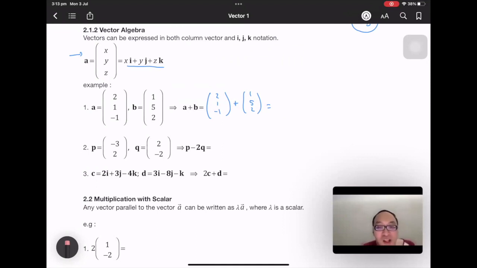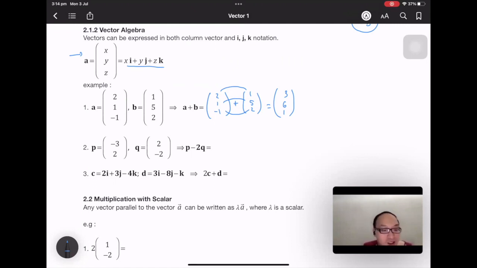Now, how do you add this? You can add by rows. So 2 plus 1 is 3. 1 plus 5 is 6. And negative 1 plus 2 is 1. So the resultant, or the result, of A plus B is (3, 6, 1).